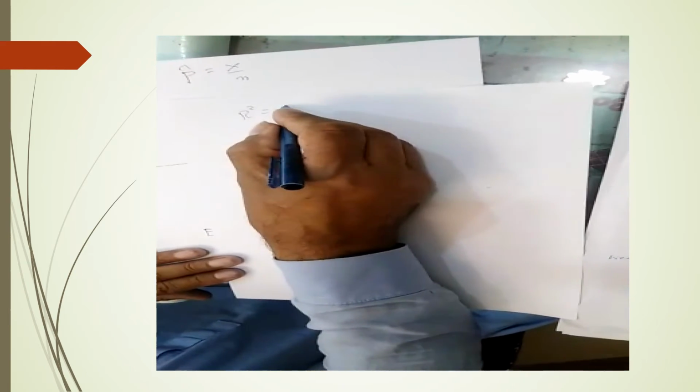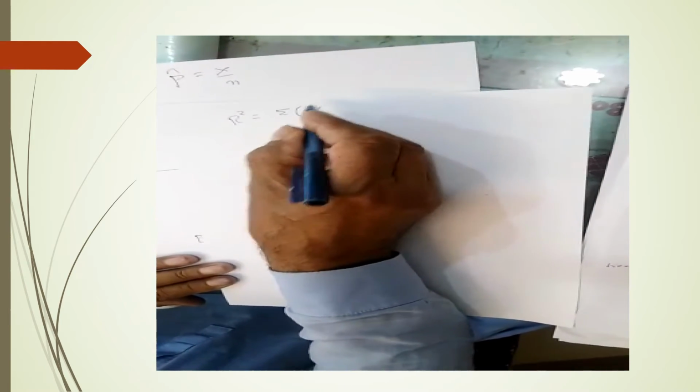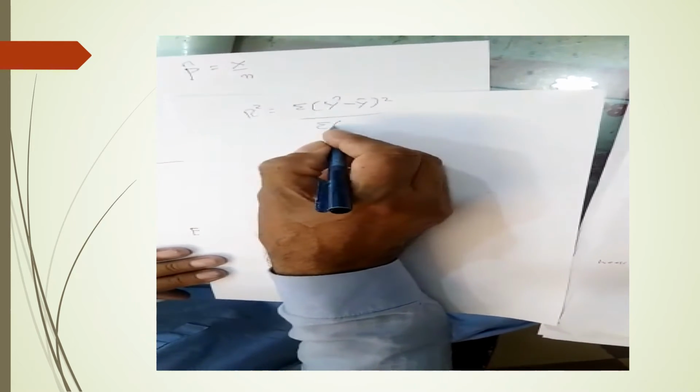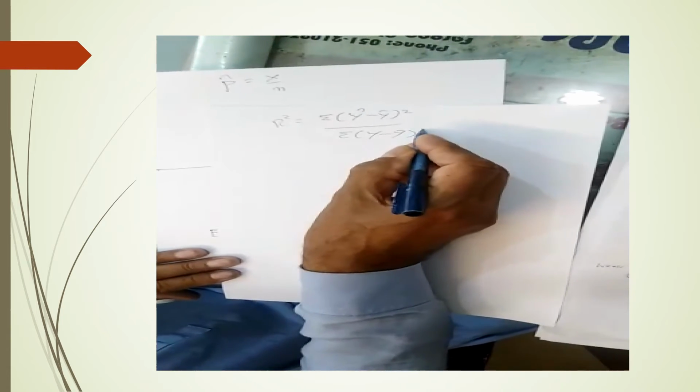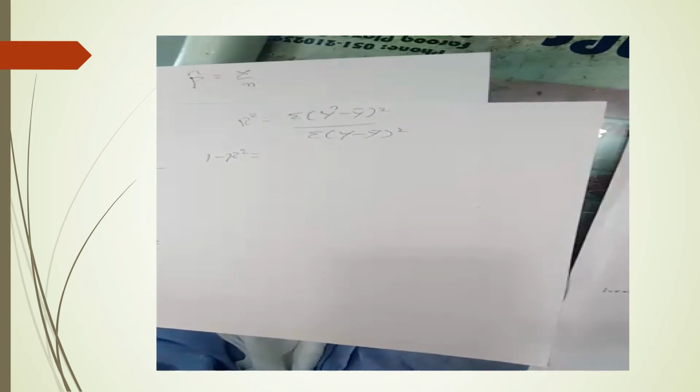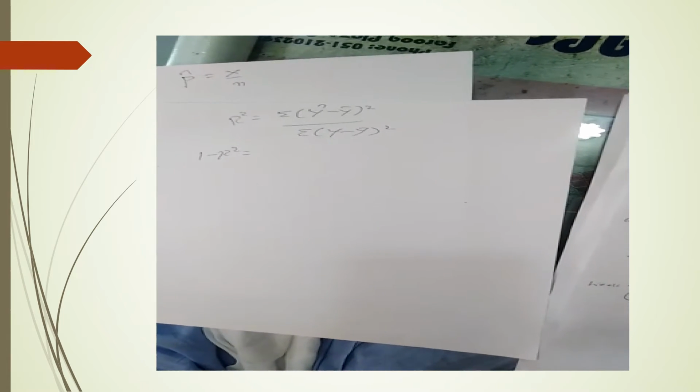Then R square. R square is known as the coefficient of determination. The formula for this is summation y hat minus y bar square, all divided by summation y minus y bar square. It is the variability in y, the dependent variable, due to the independent variables. That's known as R square. And 1 minus R square is the variability due to error, how much variability occurred in the data due to factors other than the independent variables.